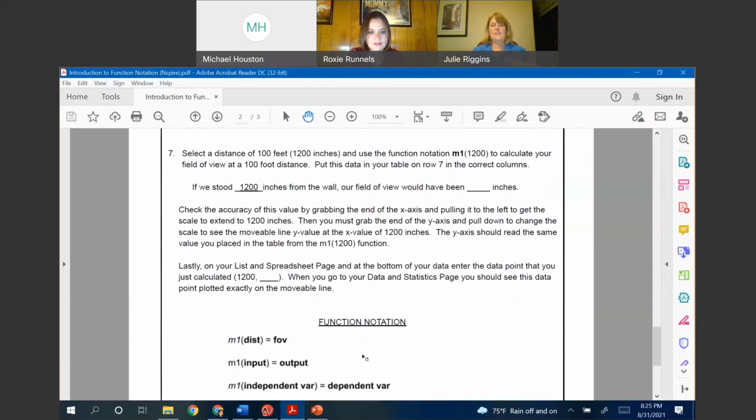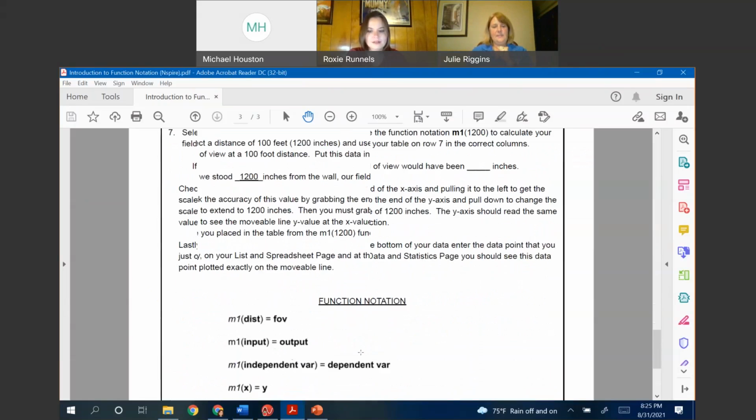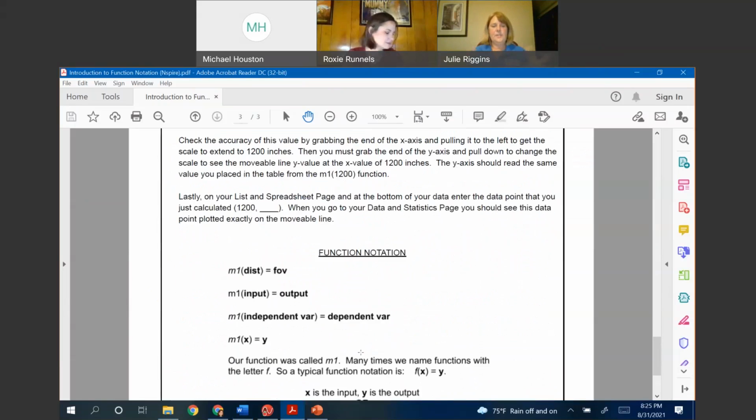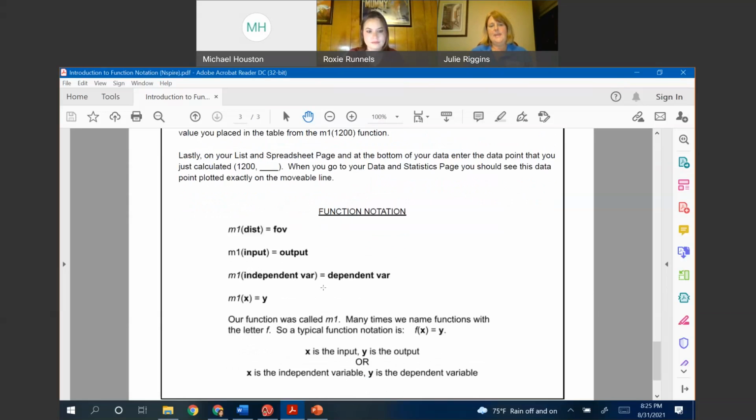So the last thing, on the student handout, everything I did is in the student handout with some places for them to fill in some stuff. At the end of the handout, there's a little summary for the function notation. Notice I start off with M1 as the name of our function, and then our variables, but then move to more general. I said our function was called M1, but many times we name functions with the letter F. So a typical function notation is f of x equals y, bringing back in that idea of independent and dependent variable again.